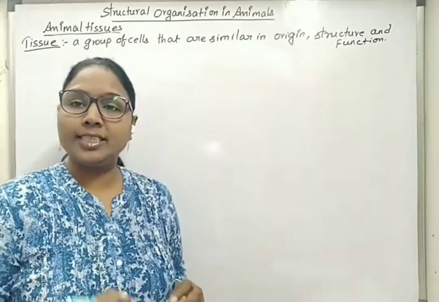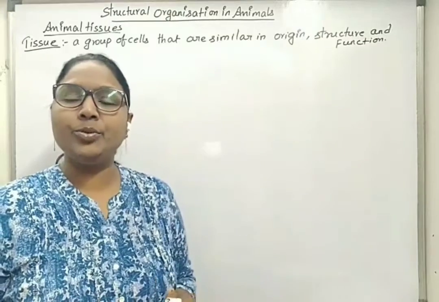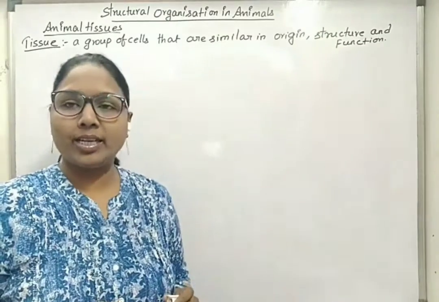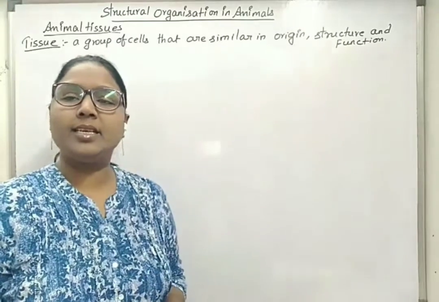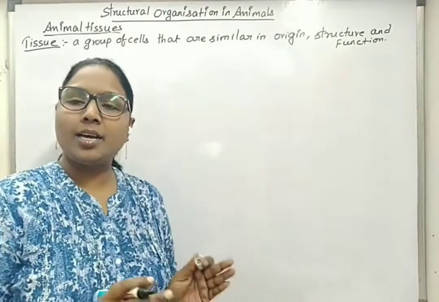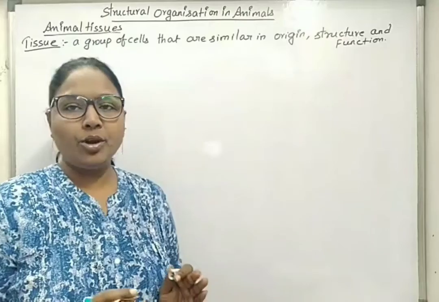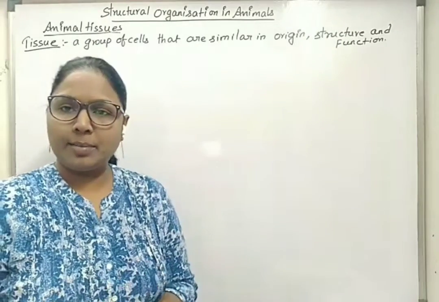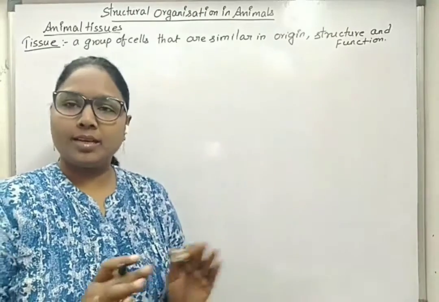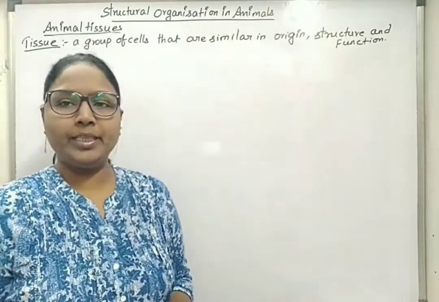Later, these tissues are organized into special structures called organs. Later, based on the functions and the similarities, some organs are fused together to form an organ system. Later, these organ systems are combined and set into one complete organism.